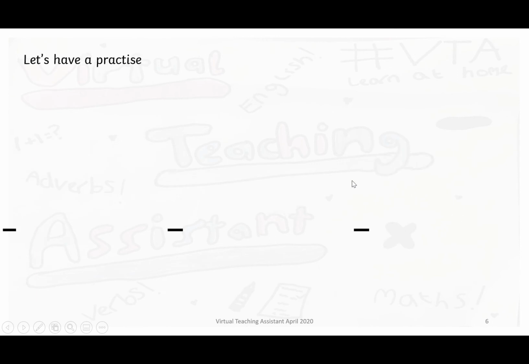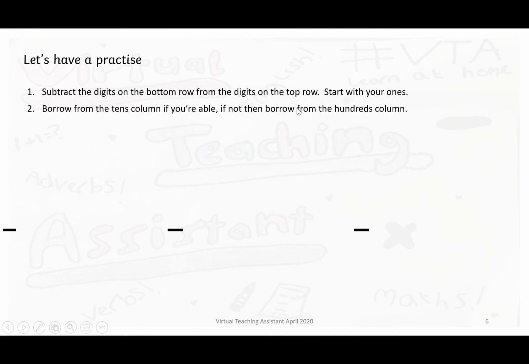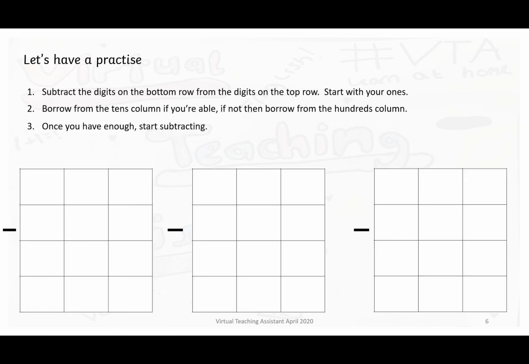Okay, let's have a practice. As a reminder, you've got to subtract the digits on the bottom row from the digits on the top row, and you always start with your ones. You borrow from the tens column if you're able to. If not, then borrow from the hundreds column. And once you have enough, start subtracting.